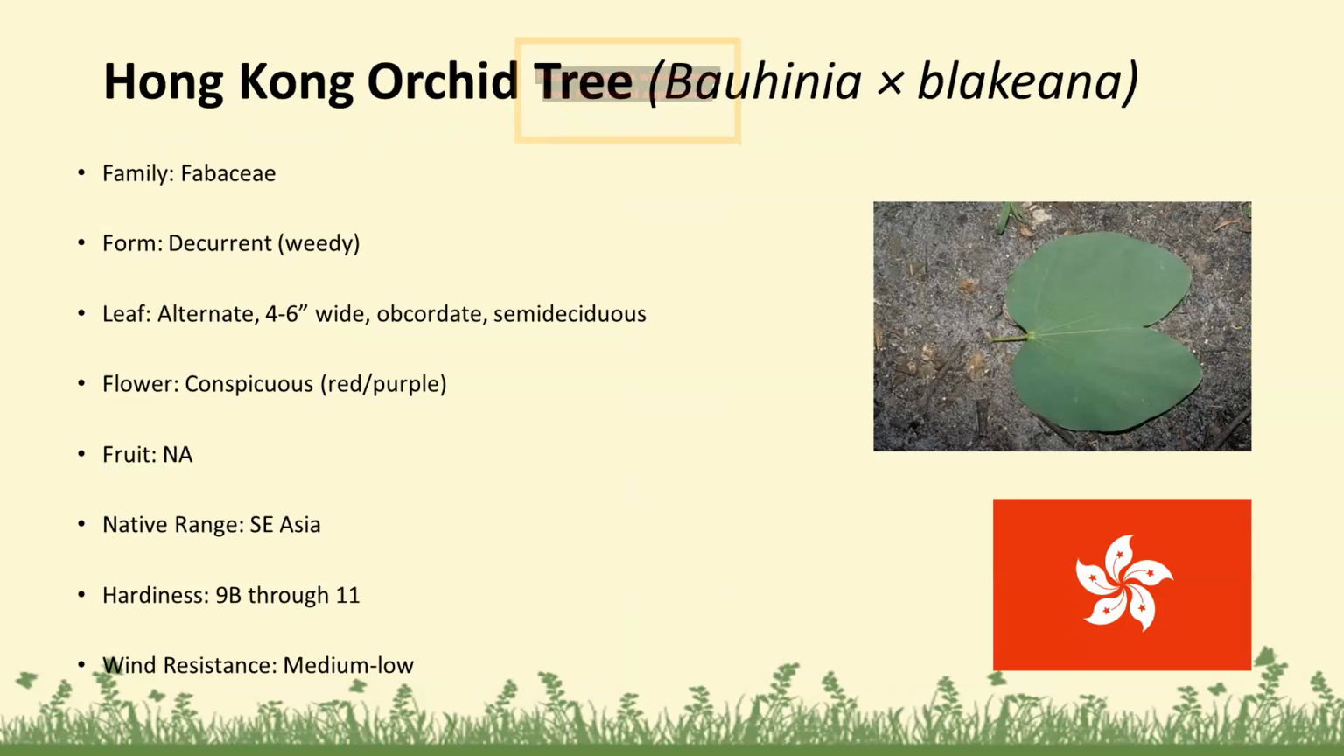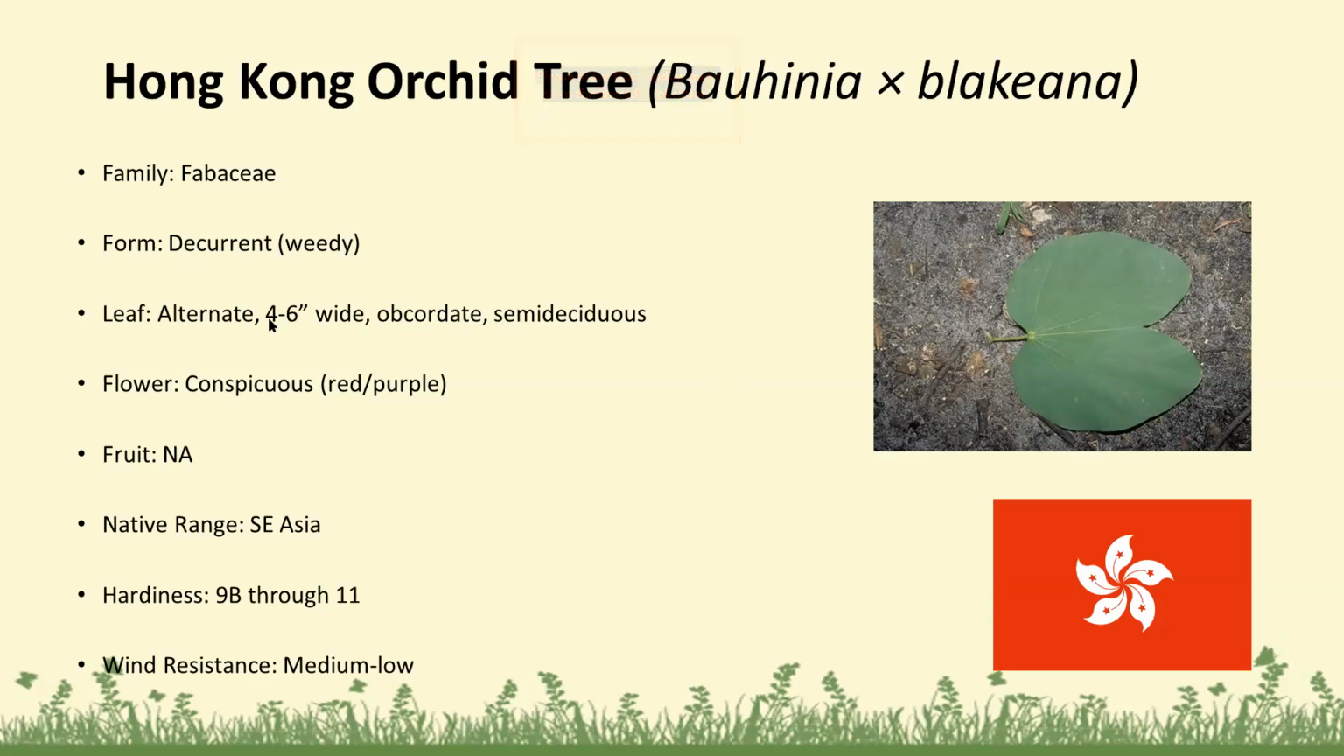Something that stands out about this tree is it's not really an orchid tree in the sense of it being an orchid. It's a false cognate in that this tree is actually much closer related to beans or peas in the Fabaceae family. The form is decurrent. If anything, it's super weedy. The branches can compete with each other quite a bit, and that has some consequences with how it deals with wind as well.